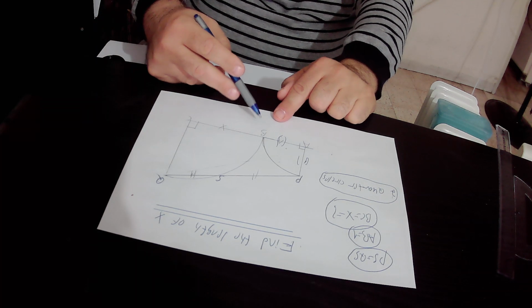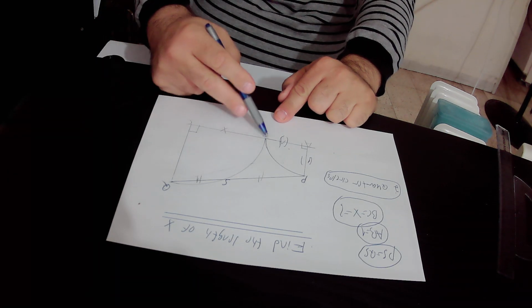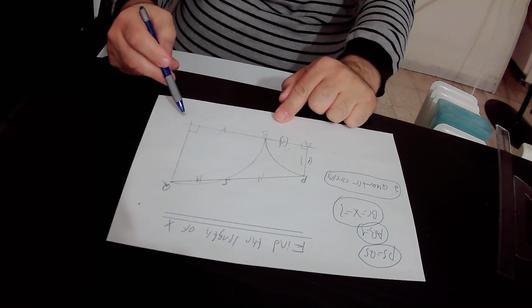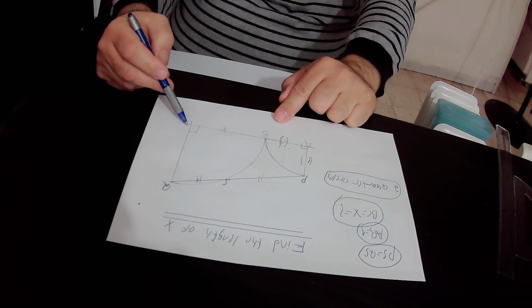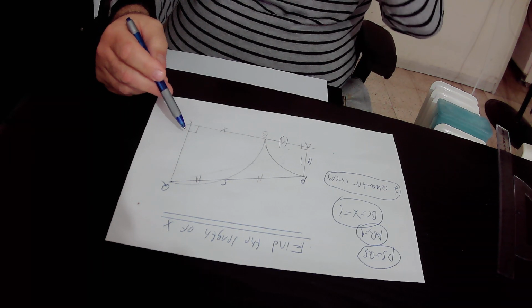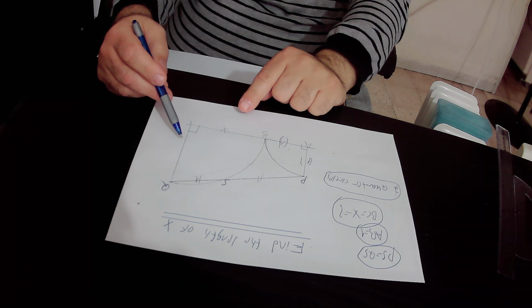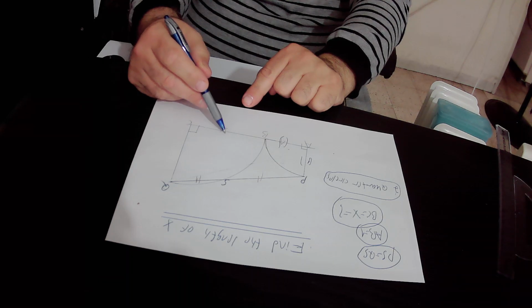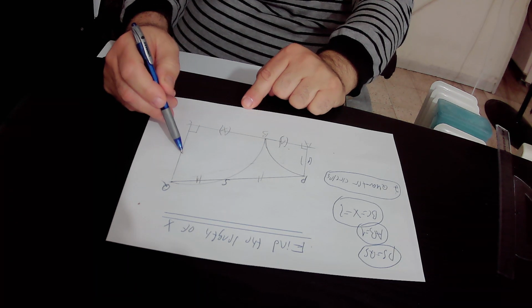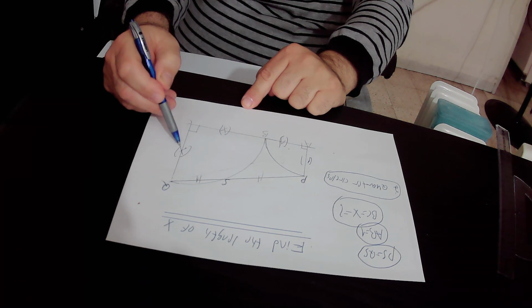Likewise, in this big quarter circle, side BC equals side QC. They are both the radii of this quarter circle, therefore they are equal to each other. But side BC equals X, therefore side QC will also be equal to X.